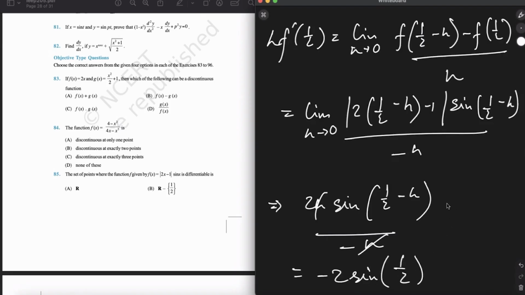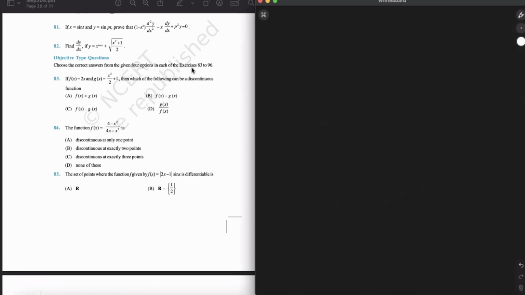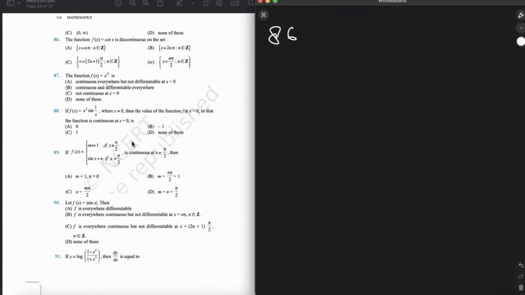Alright, so LHL is unequal to RHL. That means it is discontinuous. At what point? At x equals 1 by 2. Alright. Now let's see the next question, number 86.